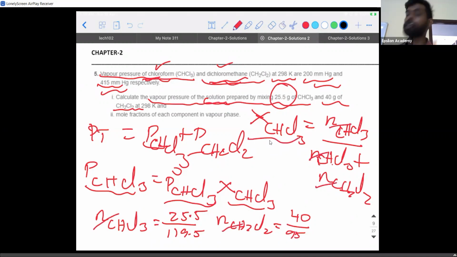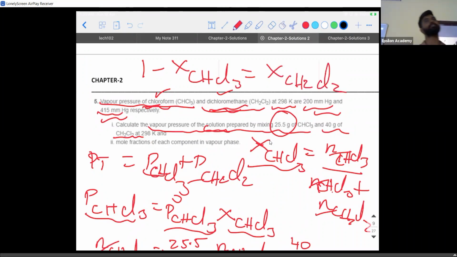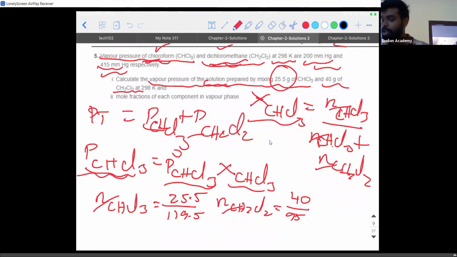You calculate what is the mole fraction of chloroform, CHCl3, and once you know the mole fraction of chloroform, you already know the mole fraction of dichloromethane. That is 1 minus the mole fraction of CHCl3 will be the mole fraction of CH2Cl2. This also we know. So again, you can calculate the number of moles. From number of moles, go for mole fraction. That's it.